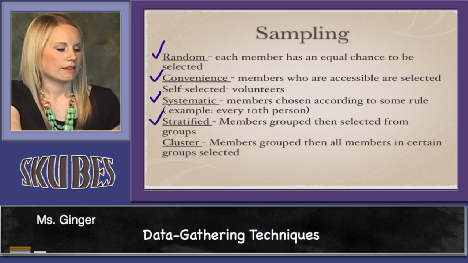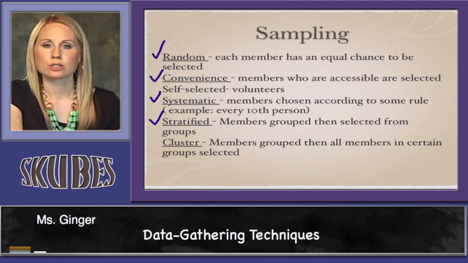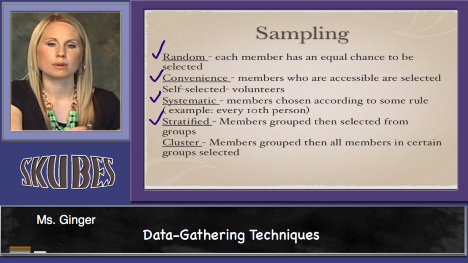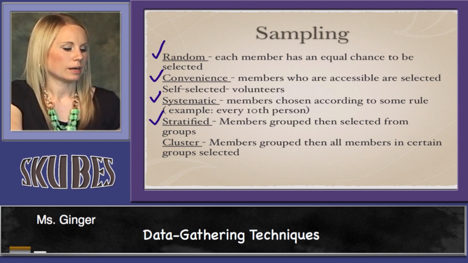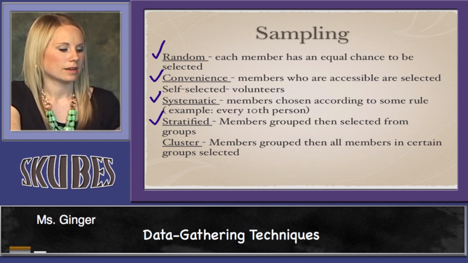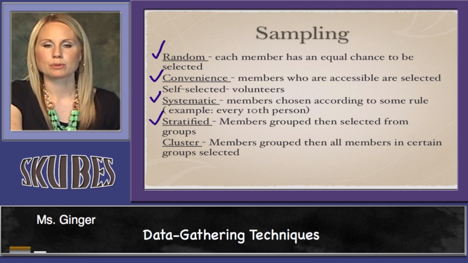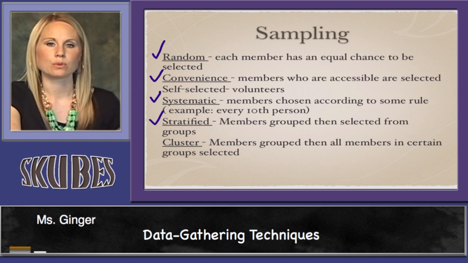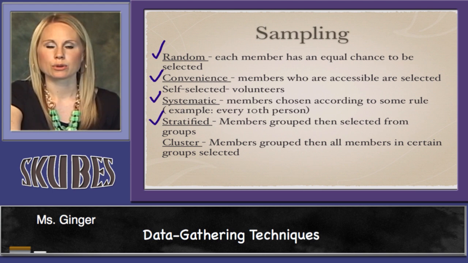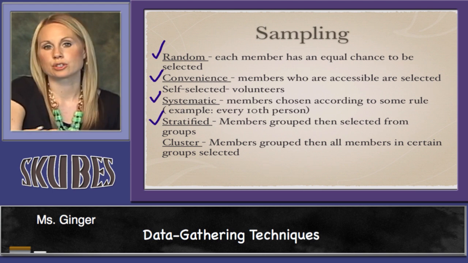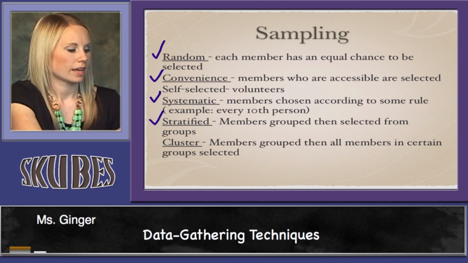Stratified involves grouping your population into groups first, and then randomly choosing from members in each group. For instance, you may want to know something about people's opinions at a sporting event, and you split people into rows first, their seating rows, and then you randomly choose tickets from each row, something like that.